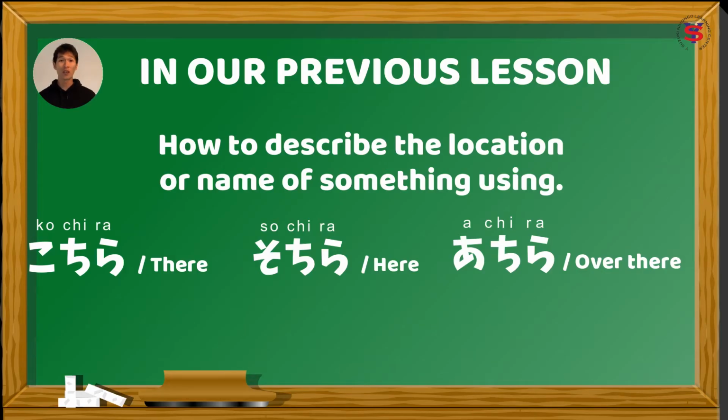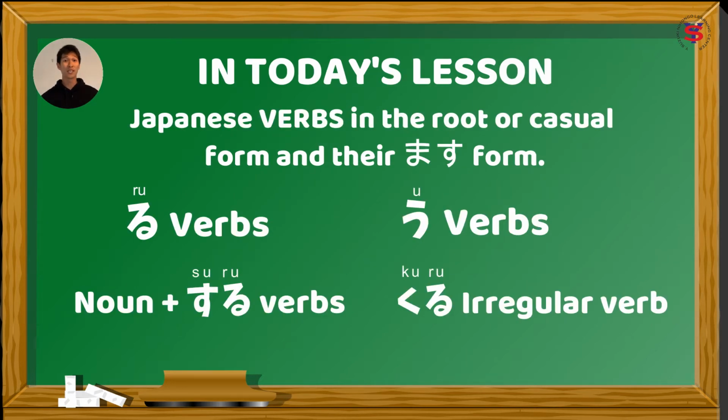So, last lesson we learned how to use kochira, sochira, achira, and dochira. And we also discussed their differences from koko, soko, asoko, and doko. If you need a refresher on this, check out the links in the description box below. In this lesson, we will discuss Japanese verbs in the root or casual form and their masu form. So we will learn to discuss the ru verbs, the u verbs, our noun plus suru verbs, and our irregular verbs, namely kuru, which is to come. So are you ready to learn Japanese in Tagalog?